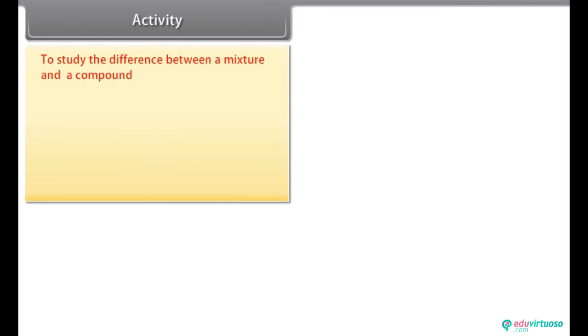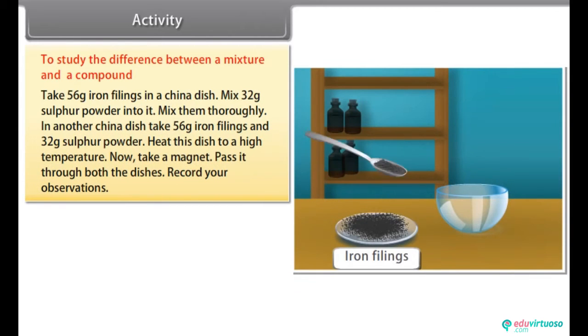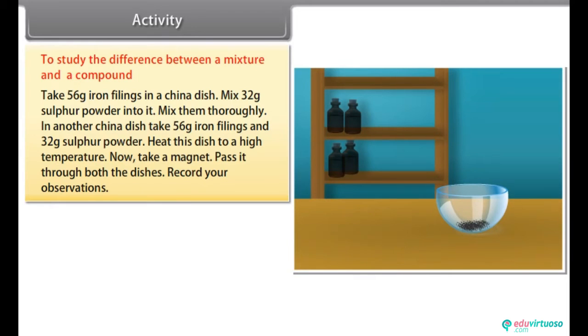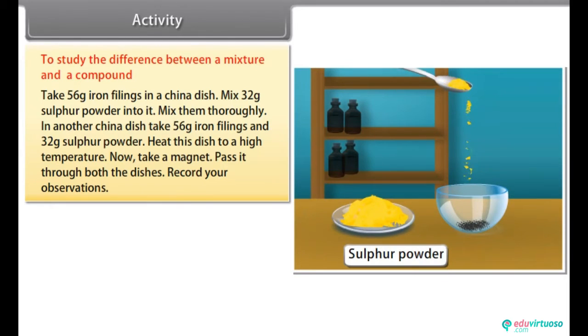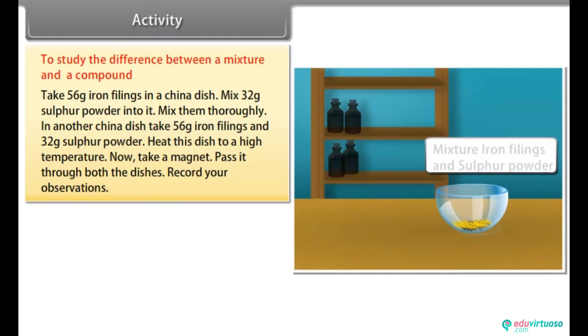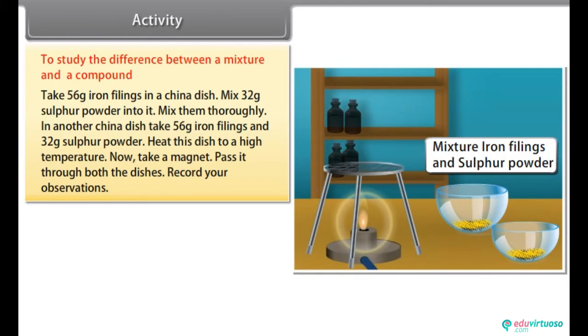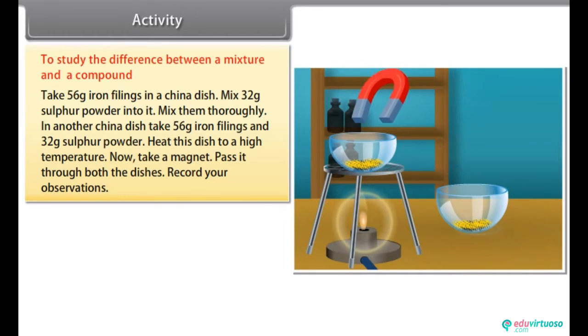Differences between compounds and mixtures. Activity. To study the difference between a mixture and a compound, take 56 grams of iron filings in a china dish. Mix 32 grams of sulfur powder into it. Mix them thoroughly. In another china dish, take 56 grams of iron filings and 32 grams of sulfur powder. Heat this dish to a high temperature. Now take a magnet. Pass it through both the dishes.